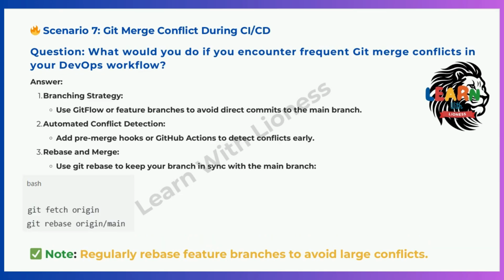Scenario 7. Git merge conflict during CI/CD. Question: what would you do if you encounter frequent Git merge conflicts in your DevOps workflow? Answer. 1. Branching strategy. A. Use Git flow or feature branches to avoid direct commits to the main branch. 2. Automated conflict detection. A. Add pre-merge hooks or GitHub Actions to detect conflicts early. 3. Rebase and merge. A. Use Git rebase to keep your branch in sync with the main branch. Note: regularly rebase feature branches to avoid large conflicts.